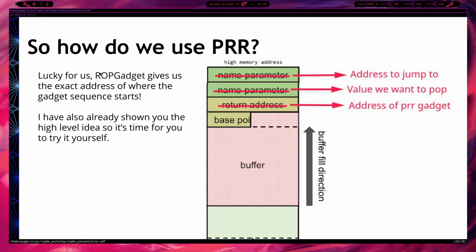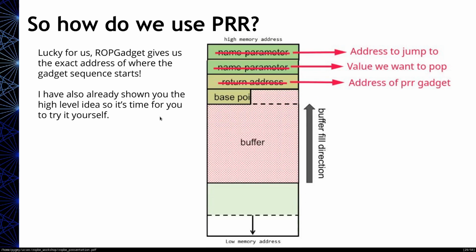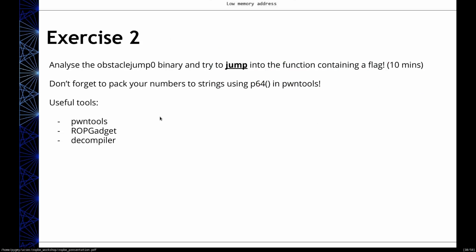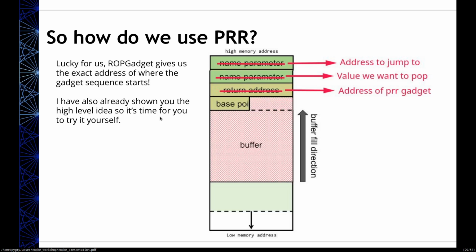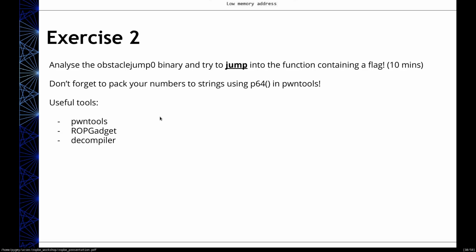So that's the basic gist of it. ROP gadget is just going to give us the exact address of where the gadget sequence starts. So this is the high level idea. And now I'm going to get you guys to try and implement this high level idea in exercise 2.